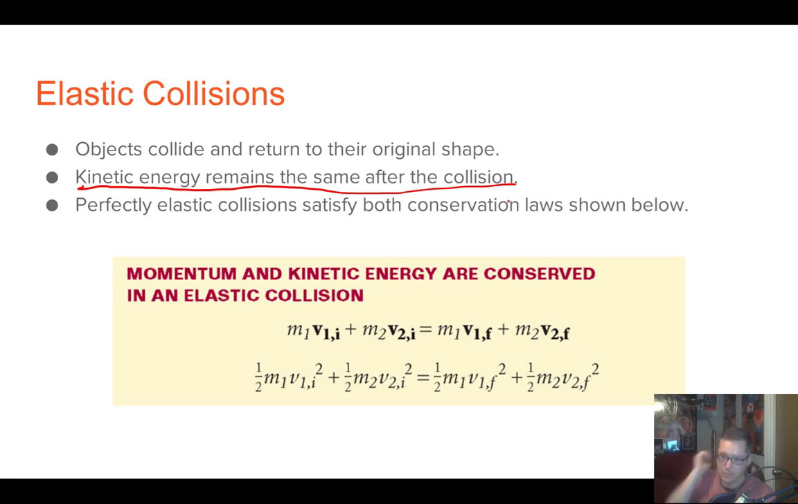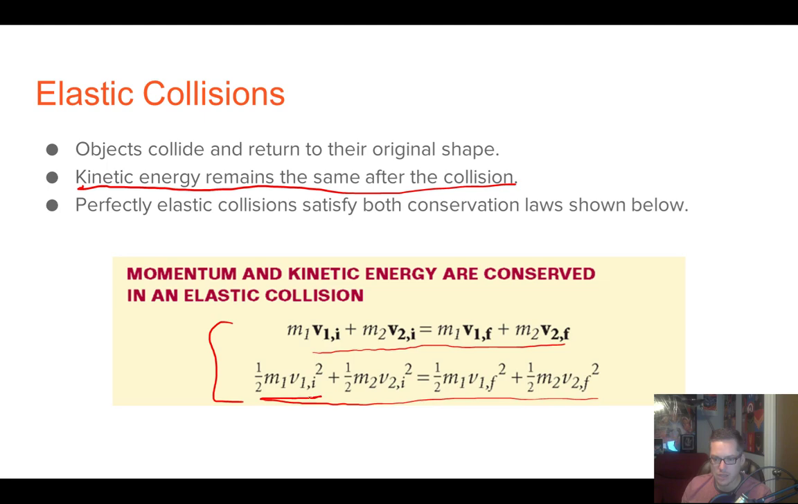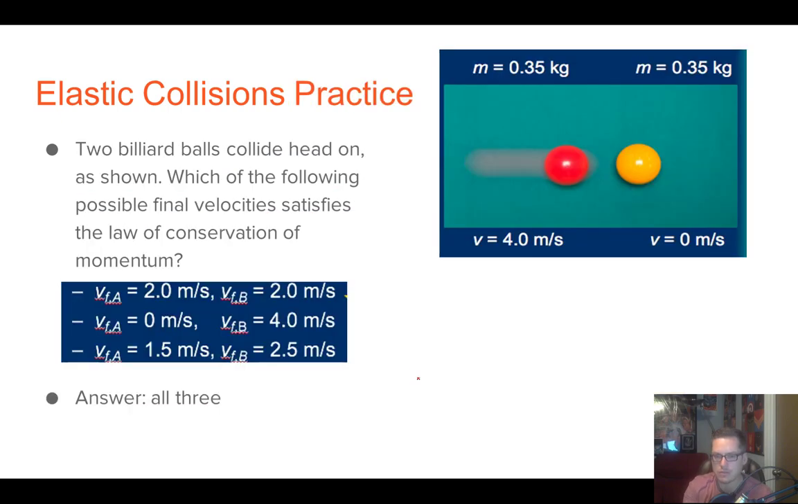All right. So perfectly elastic collisions satisfy both of these laws down here. This was our momentum, and then this would be our kinetic energy. Notice that we've got 1/2 m1v1i squared, so that's the initial kinetic energy of the first object. This would be the initial kinetic energy of the second object, which is equal to the final kinetic energy of the first plus the final kinetic energy of the second. You really got to get used to being able to read these formulas with these subscripts and infer what they're talking about here. All right, last little bit here.